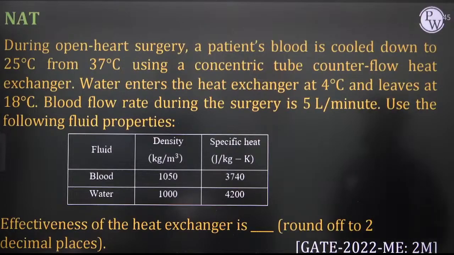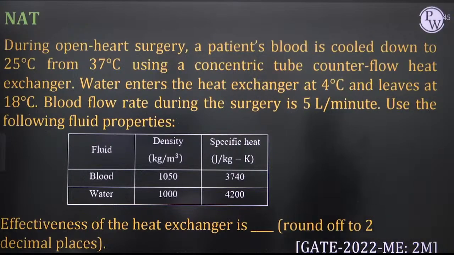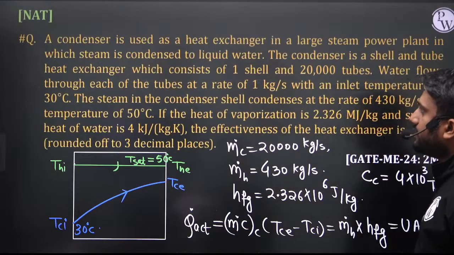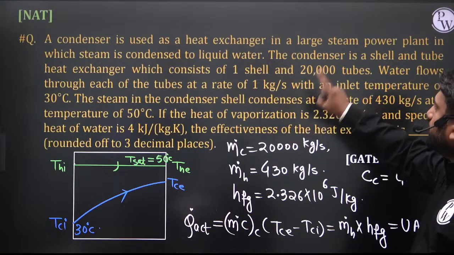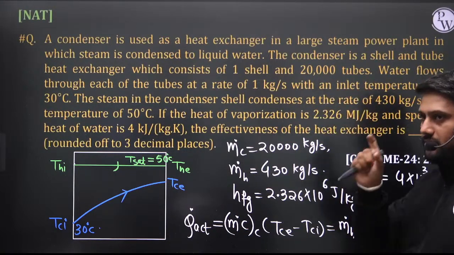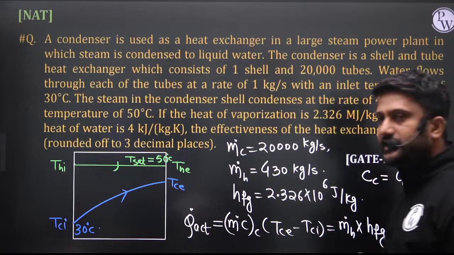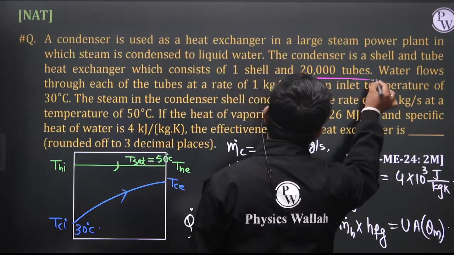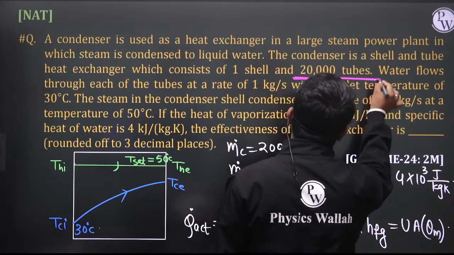Okay, now this is a GATE 2022 problem. 20,000 tube concept. See, in this question, the type of heat exchanger is one shell and multiple tubes. So how many tubes in this heat exchanger? There are 20,000 tubes.